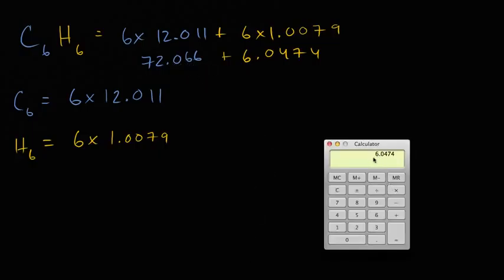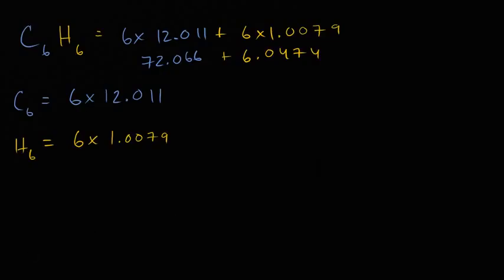So I'm going to get 6.0474 plus 72.066 equals, and I'm just going to go 3 to the right, 78.113. So this is equal to 78.113 atomic mass units. That's the molecular mass of a molecule of benzene. Now, what percentage is from the carbon?